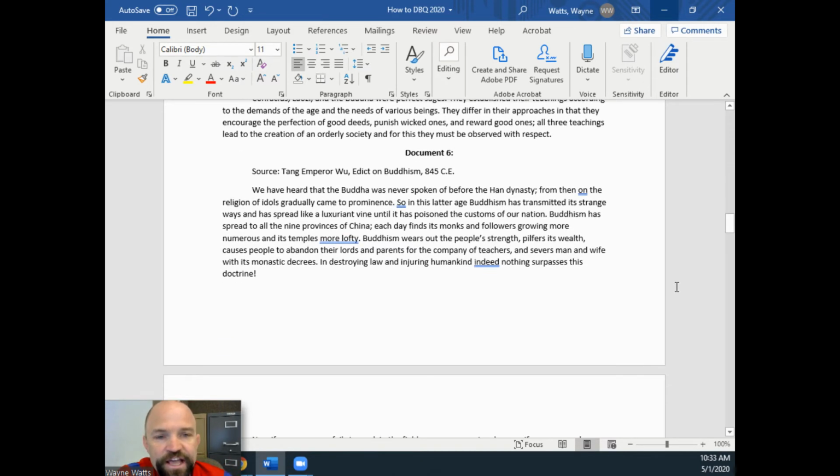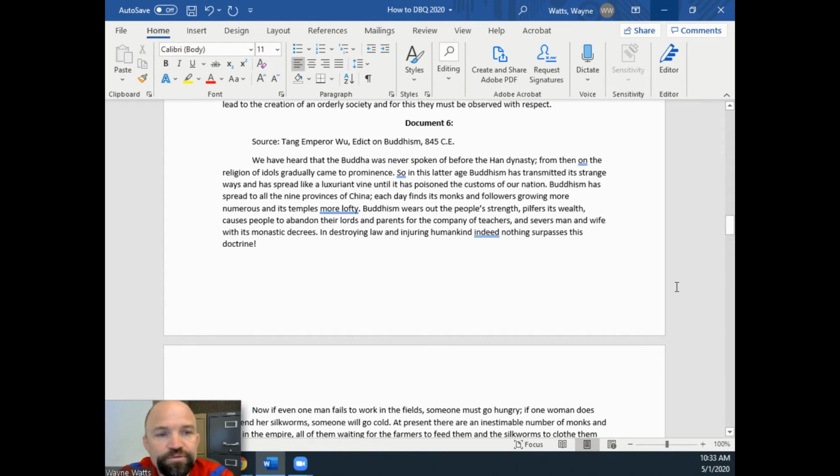Document 6 is the Tang Dynasty Emperor Wu, Edict on Buddhism, 845 Common Era. We have heard that the Buddha was never spoken of before the Han Dynasty. From then on, the religion of idols gradually came to prominence. So, in this latter age, Buddhism has transmitted its strange ways and has spread like a luxuriant vine until it has poisoned the customs of our nation.